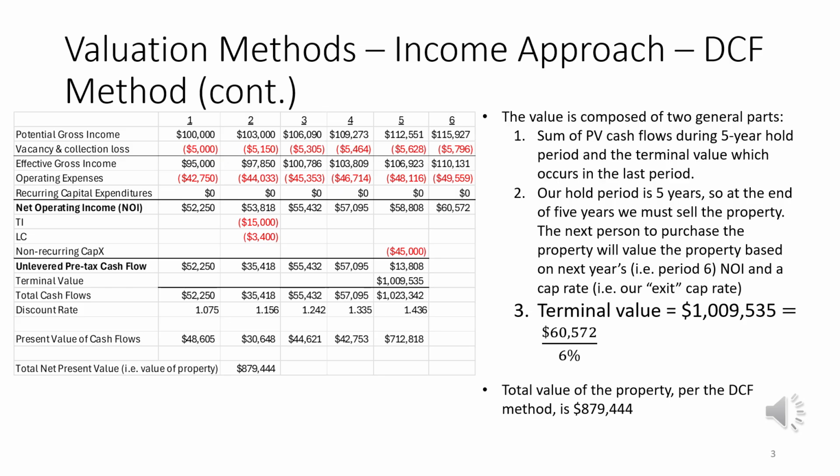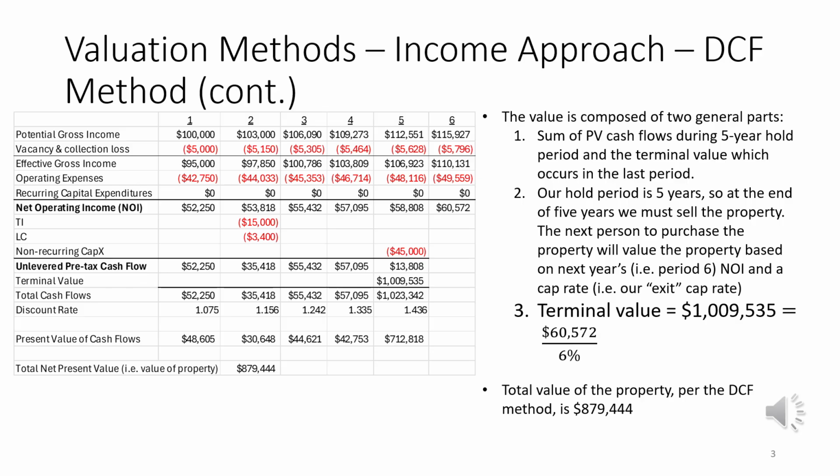To do that, we put ourselves in the shoes of the next person who's going to own the property, the person who will buy it from us at the end of year 5, and we assume that they use a direct capitalization valuation method. For that, they need to know the next period's NOI. In our case, this is $60,572. And they need a cap rate. That's where we use the exit cap rate.